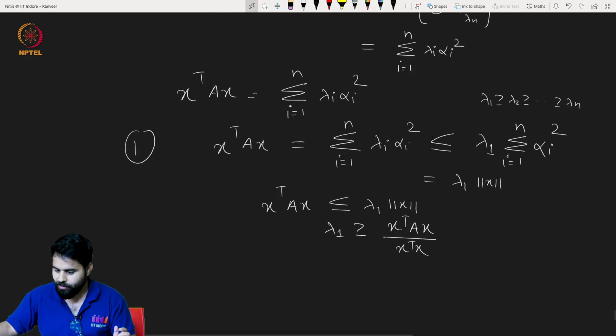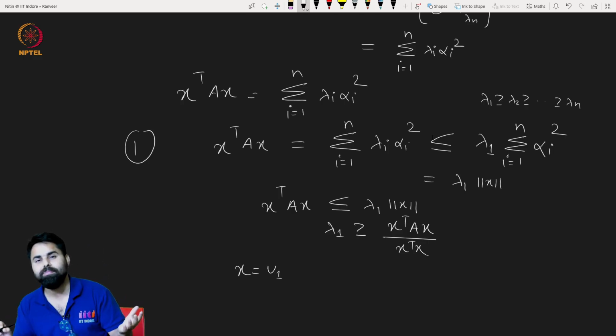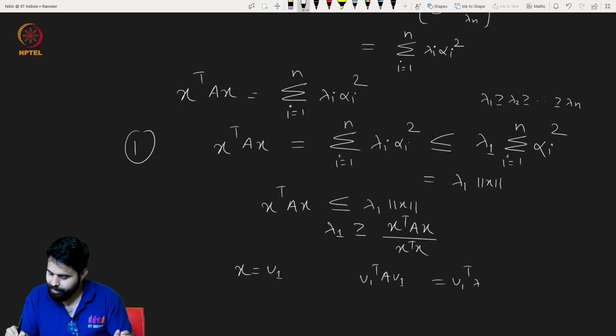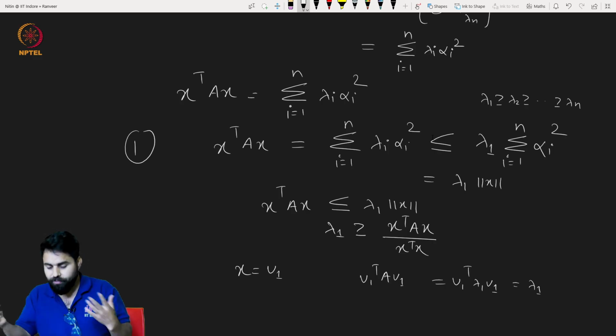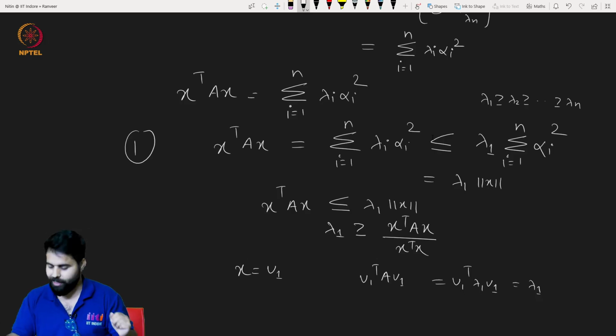If you take X equal to V1, indeed there exists a vector V1 for which this happens. If you replace it, V1 transpose A V1 will be nothing but V1 transpose lambda 1 V1, and this is equal to lambda 1, because V1 we have taken as a unit vector with norm equal to 1. Even if it is not, we are dividing by the norms, so it is safer to say.